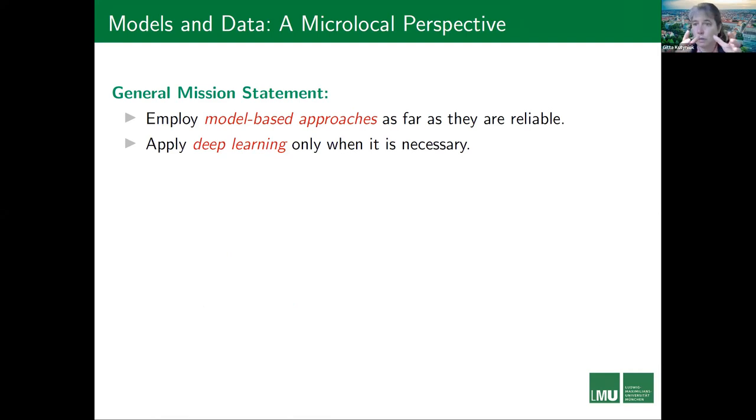You can do that in various manners, and I would like to show you one particular approach here. The idea is to use classical model-based methods as far as they are reliable, and then only use deep learning exactly where it's necessary and where you don't have enough other information anyhow.